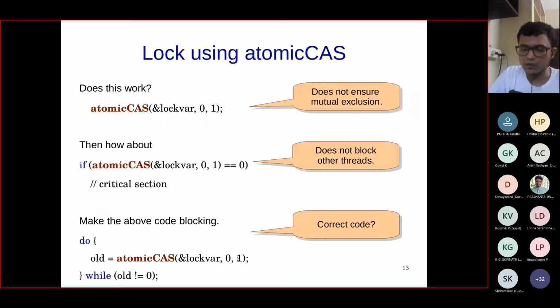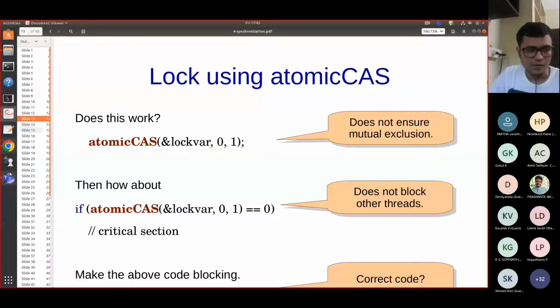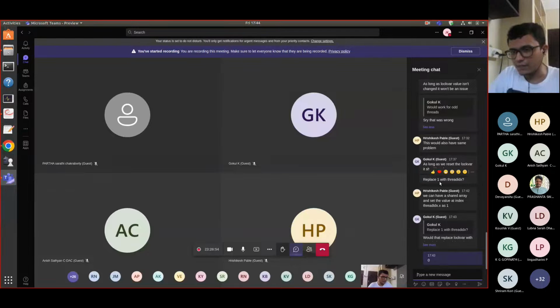If 1 is replaced by threadIdx.x, and the thread ID is 0, then lockvar will get the value 0, and this should not happen, right? Because if that is the case, more than one thread will enter the critical section. So your thinking is on the right track, but needs some refinement.